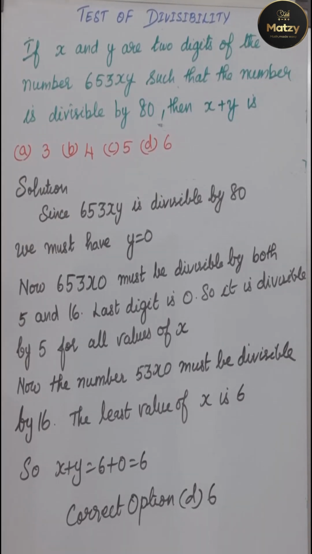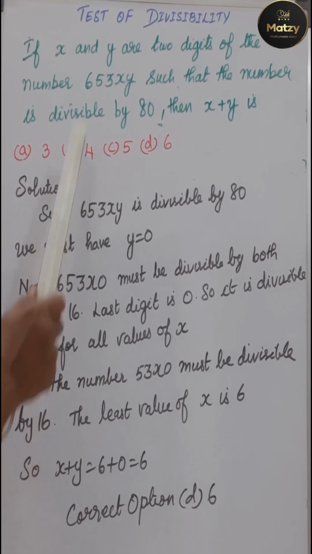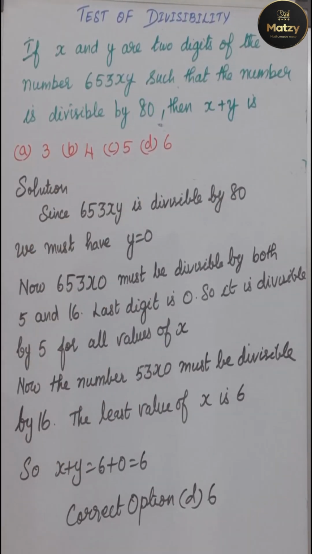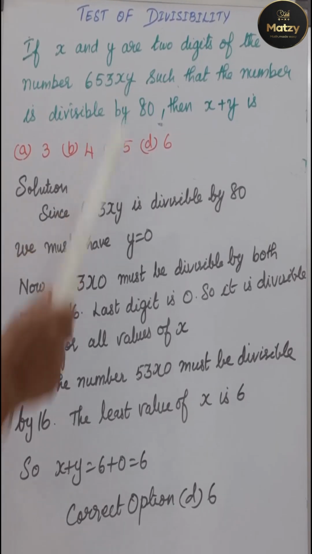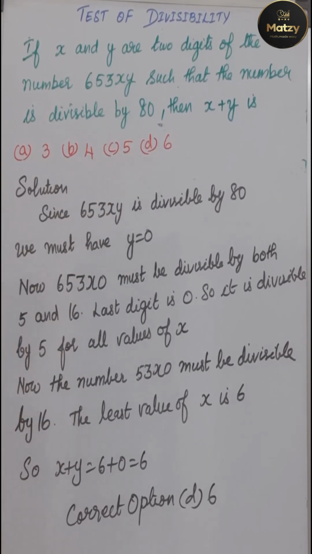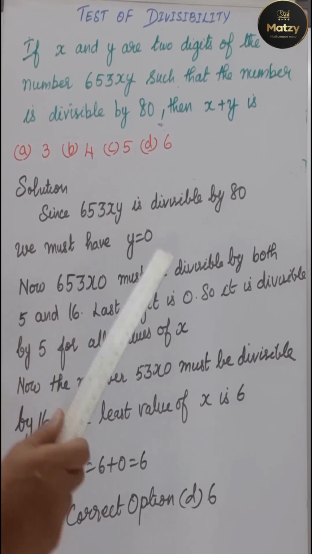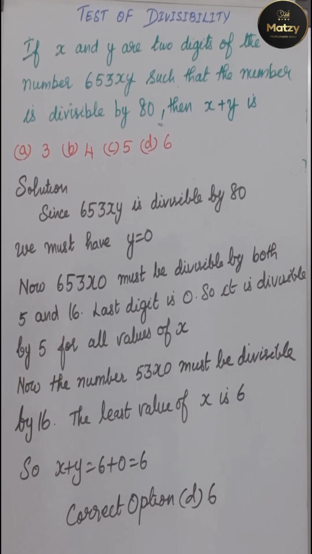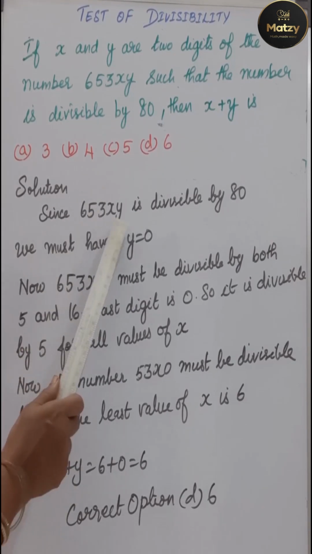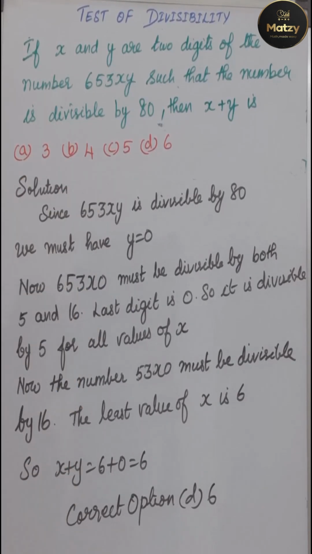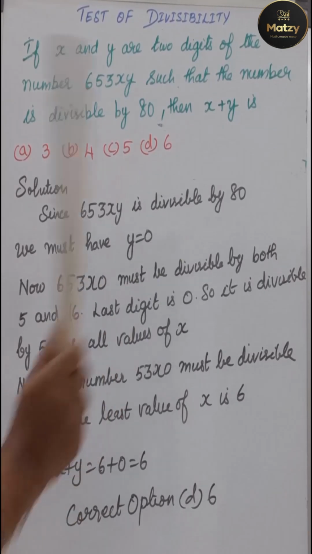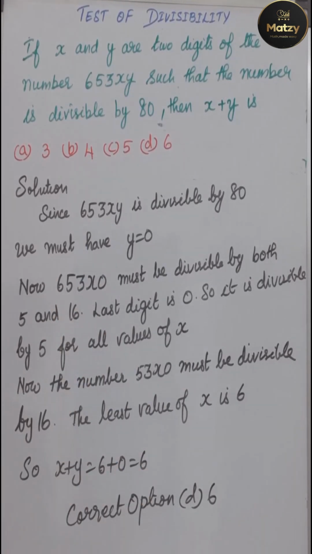In this problem, this number is divisible by 80. So, definitely the units place should be 0. Am I right? Then only it will be divisible by 80. So, we are getting y value as 0. What is 80? 5 into 16 is 80. Am I right? So, if the number ends with 0, definitely it is divisible by 5. So, the divisibility condition for 5 is over.